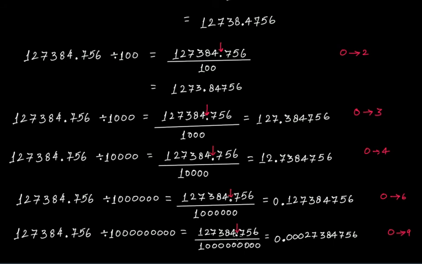Again, you have to move to the left how many times? 9 times. That is, you have to count 9 digits. But in this case, we have only 6 digits. To compensate for that, you simply put as many 0s as are left. So 6 digits here, you have to put 3 digits. So now this is 0.00027384756.